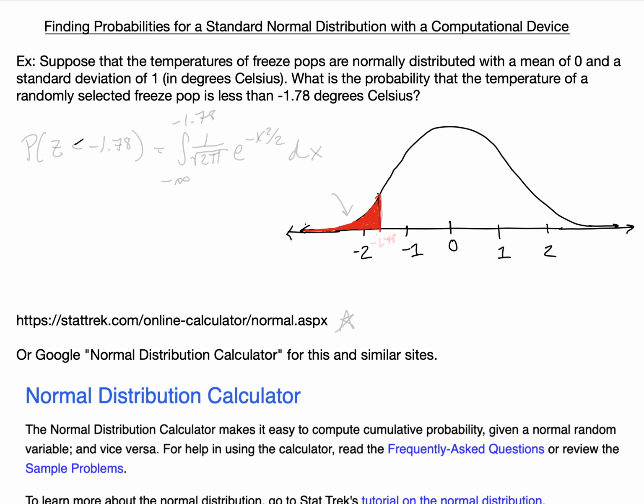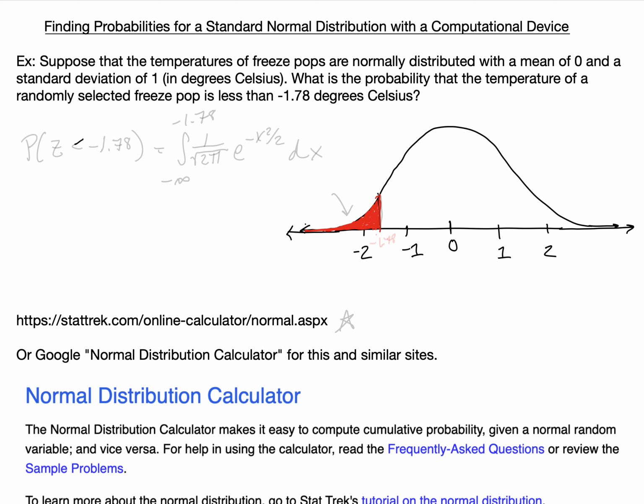I'm going to talk about finding probabilities for a standard normal distribution with a computational device. In the previous video, we talked about standard normal distributions. Those are normal distributions with a mean of 0 and a standard deviation of 1. Here's an example. Suppose that the temperature of freeze pops are normally distributed with a mean of 0 degrees Celsius and a standard deviation of 1 degree Celsius. What is the probability the temperature of a randomly selected freeze pop is less than negative 1.78 degrees Celsius?